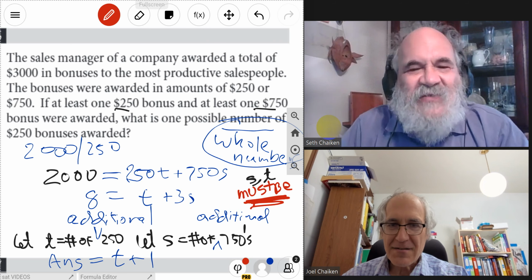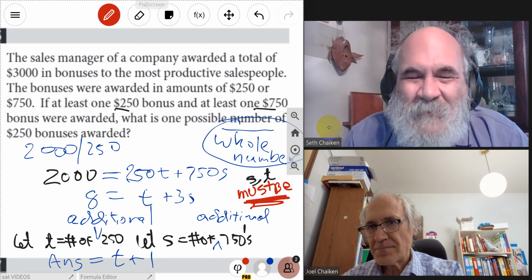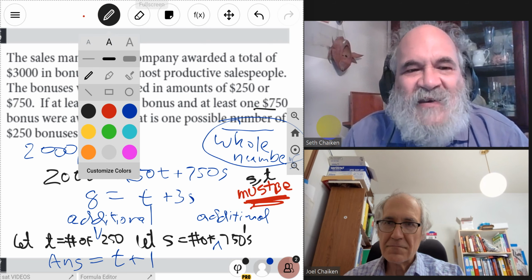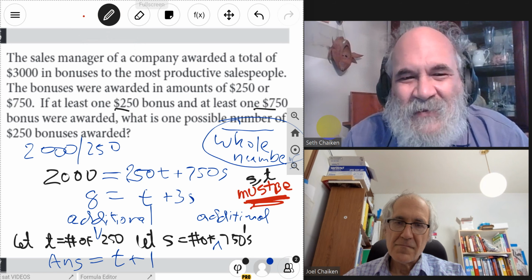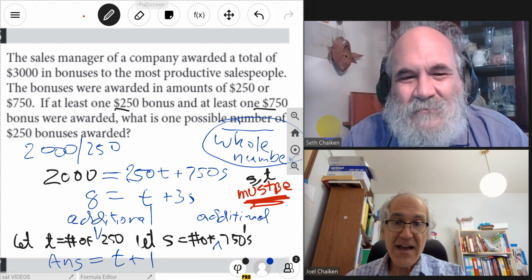Okay, so let's see. What's a possible value for T? Maybe 0. Why can't T be 0? Because then you can't get enough 750s to make 2,000.